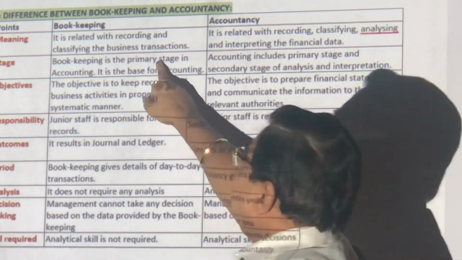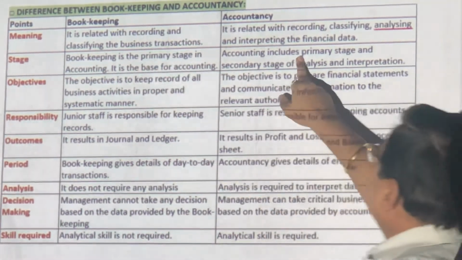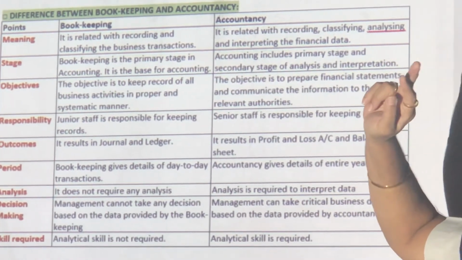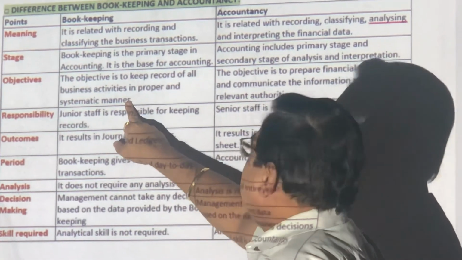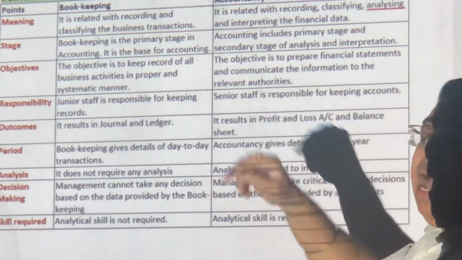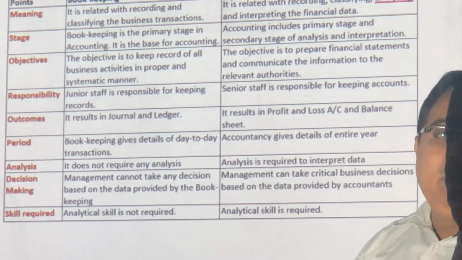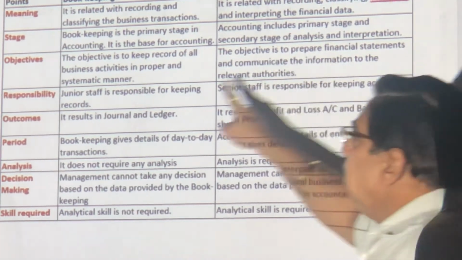Then primary stage. Unless I write the book, you can't do anything. This is primary plus secondary, as I told you, other stages afterwards. Here, my job is only to keep the record in systematic manner. Here, I must give answer to the government, to the owner, to the investor. Responsibility.